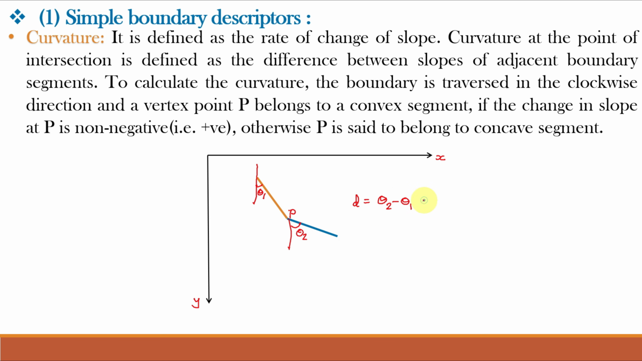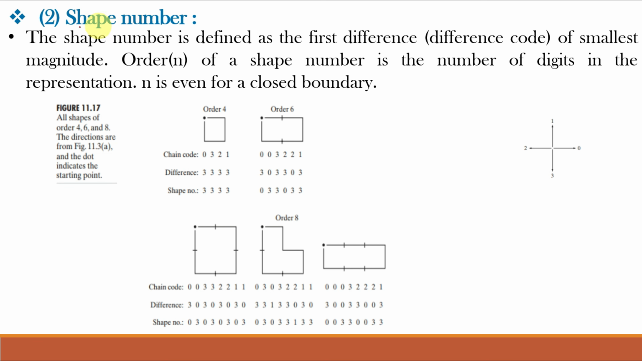So if d is positive, that is theta 2 is larger than theta 1, P belongs to a convex segment, and if d is negative, that is theta 2 is less than theta 1, then P is said to belong to a concave segment. Next type of boundary descriptor is the shape number. The shape number is defined as the first difference or the difference code of smallest magnitude, and by code we refer here to the chain code, which we have already studied in our video lecture number 65.